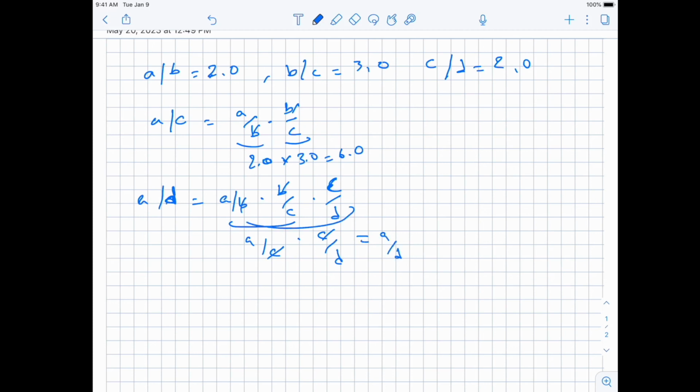So we can just multiply all these three, which will give us 2.0 multiplied by 3.0 multiplied by 2.0, which would be 12. And so you can see here, this extends no matter what the equation length you have. This makes you think about a graph, because that's exactly how a graph works.